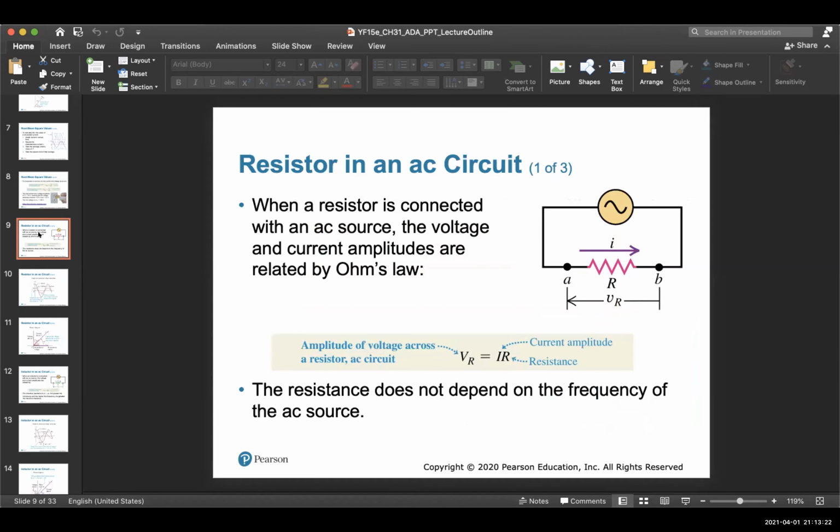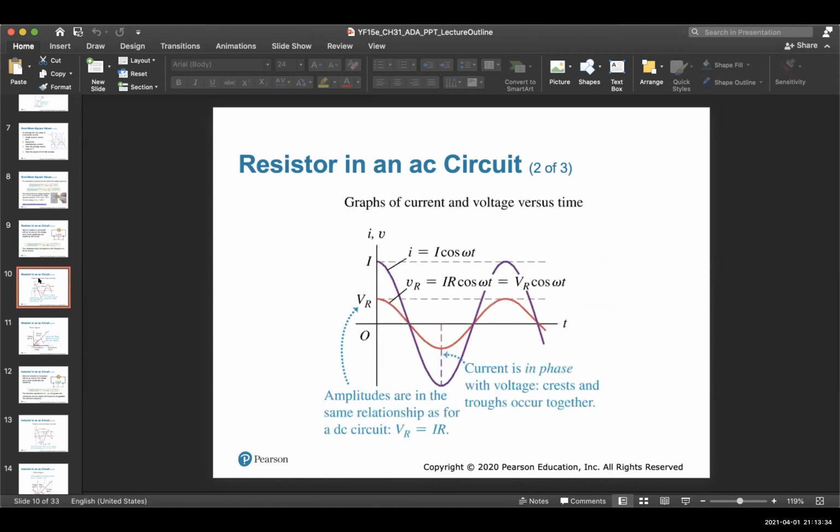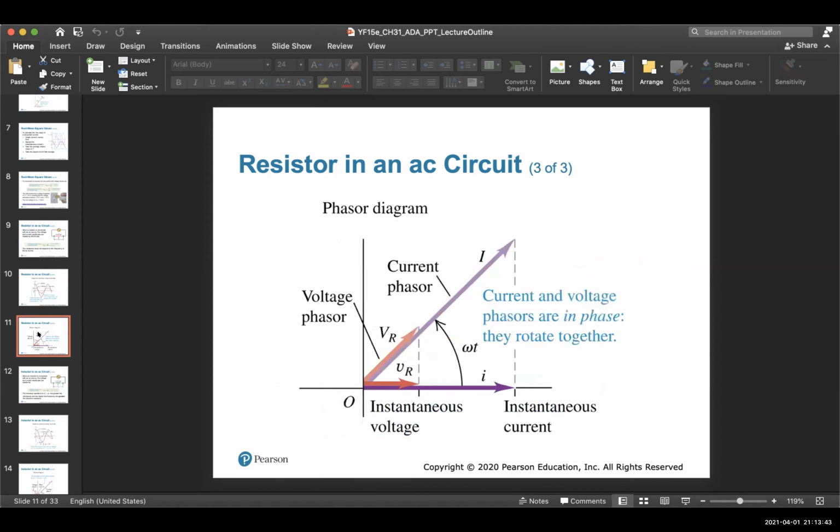When a resistor is connected across an AC source, everything's fantastic. The current varies, the potential varies, the resistance is constant. Current and voltage through and across a resistor are in phase. Nothing new here. If we represent it as a phasor, the current and the voltage through and across the resistor are in phase. They're parallel as far as phasors are concerned. They have the same orientation.